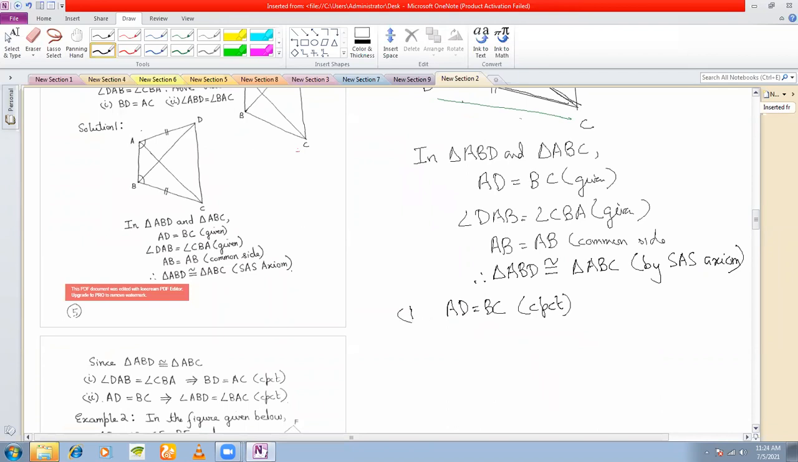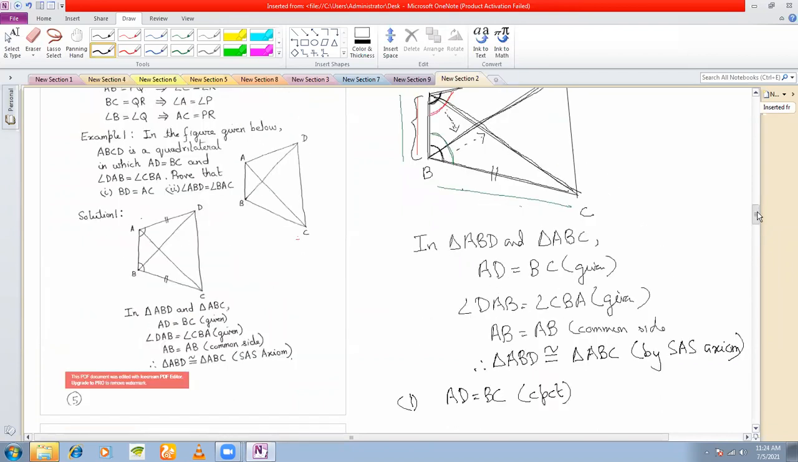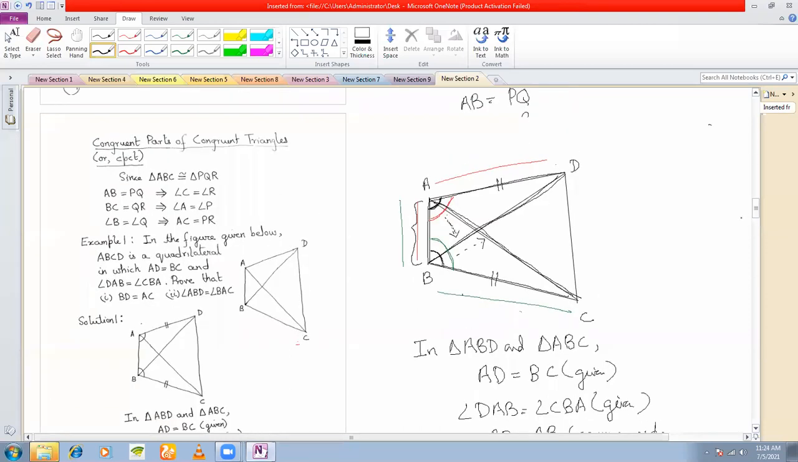So this finishes your first part, right? Second part, you have to prove that angle ABD is equal to angle BAC. Okay, ABD. That means this angle. Let me erase this. Lot of marks here.